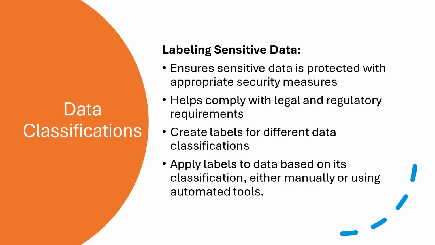Labeling sensitive data. Labeling sensitive data involves tagging data with labels that indicate its classification. This helps in implementing appropriate security controls and access permissions. It helps comply with legal and regulatory requirements by identifying and protecting sensitive information, and facilitates data management and access control by categorizing data based on sensitivity. In the labeling process, we create labels for different categories of data and apply labels to data based on this classification, either manually or using automated tools.